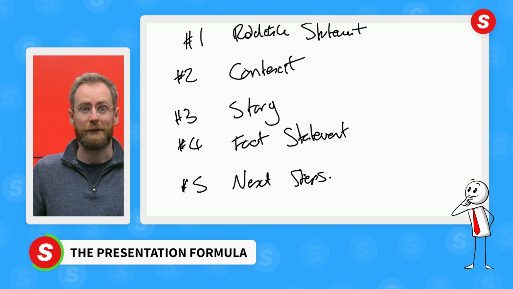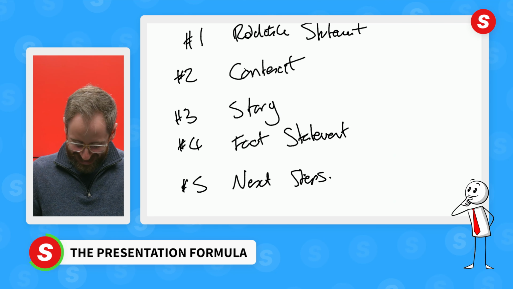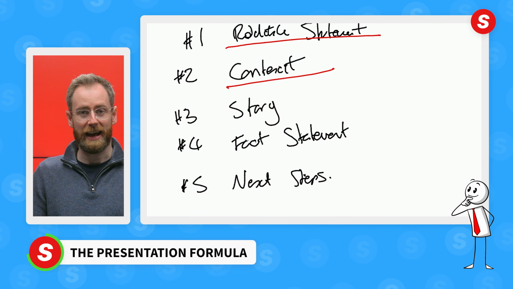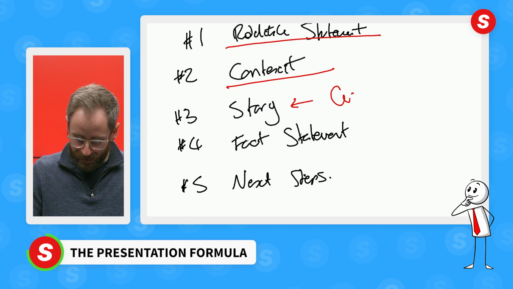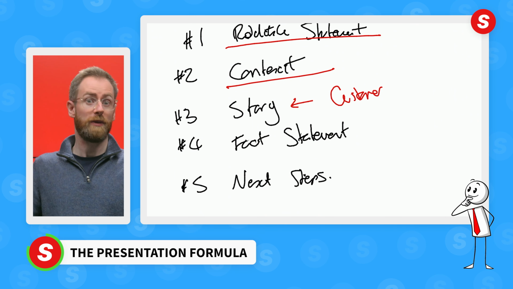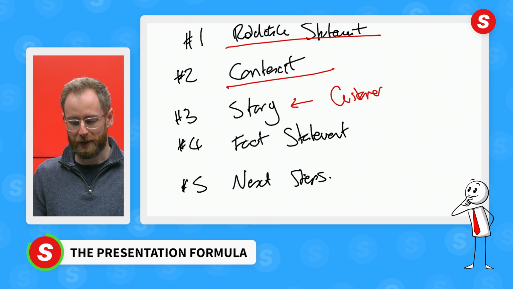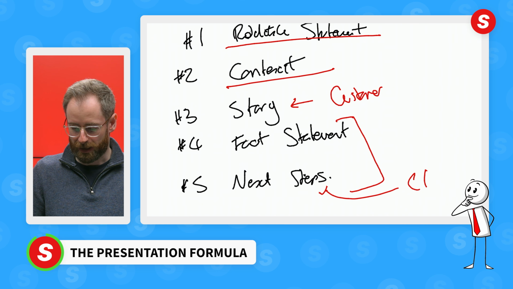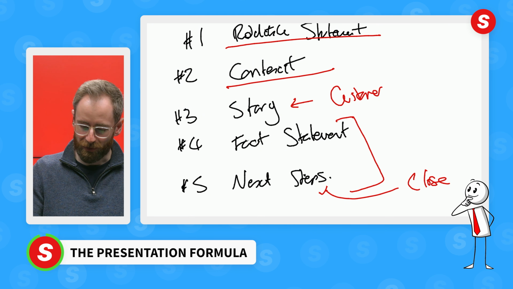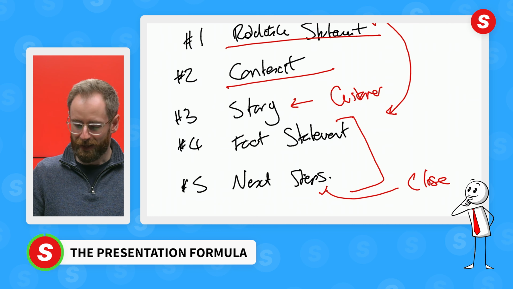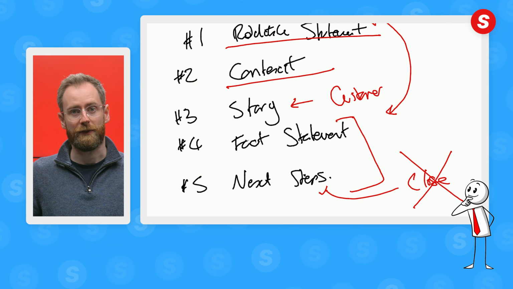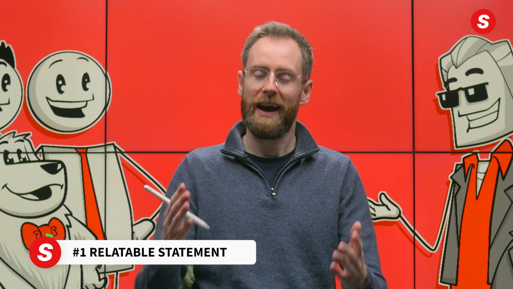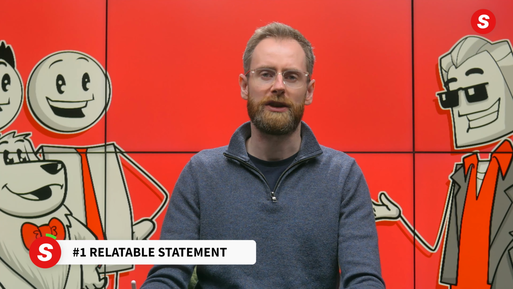And very, very honestly here, most salespeople miss the relatable statement. They miss the context. Perhaps they're using a customer story, which is great. It works fantastic. But most salespeople start with the facts and then the next steps, at which point they try and close the sale. But if you don't have all of this done ahead of time, then the close is going to be very difficult. So let me explain the point of each one of these steps in the presentation structure, and I'll give you a quick example of how this could be used as well.